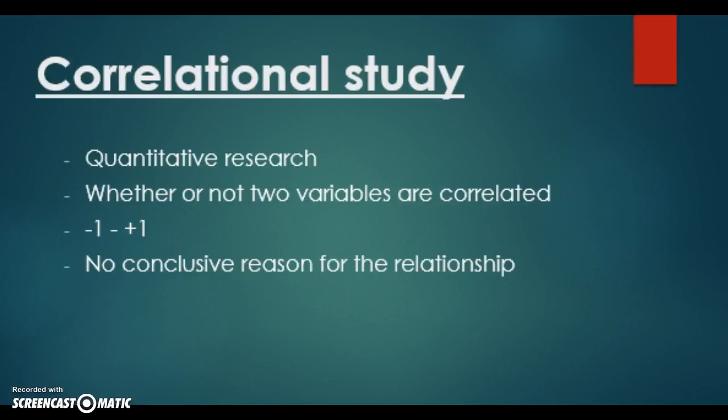And a disadvantage of using this is that it can only uncover a relationship, so it can't actually provide a conclusive reason for why the relationship exists, if that makes sense. You can also use correlational in validity and reliability as well. So it's used in validity when you're looking for a correlation between, say, a new measure and an established measure.